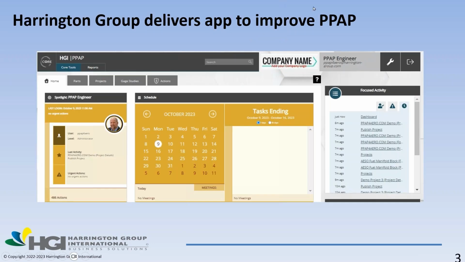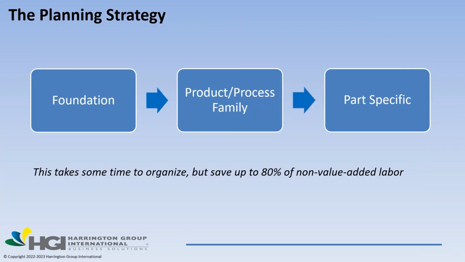The Harrington Group is delivering an app to improve the PPAP process. And what we're going to discuss is how this is better than spreadsheets, but not too complicated. The planning strategy is trying to help organize how this work is done.